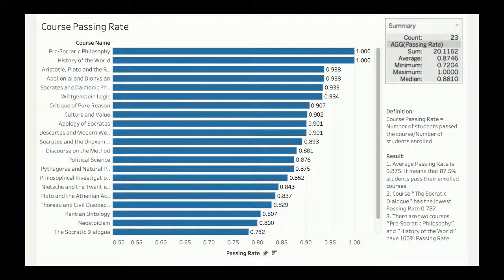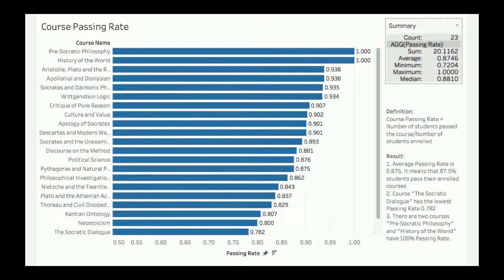And we find that the average passing rate is about 87%, which is okay, I think. And we can see this course, the Socratic dialogue, has a very low course passing rate, lower than 80%. I think this course may be very difficult for students to pass.